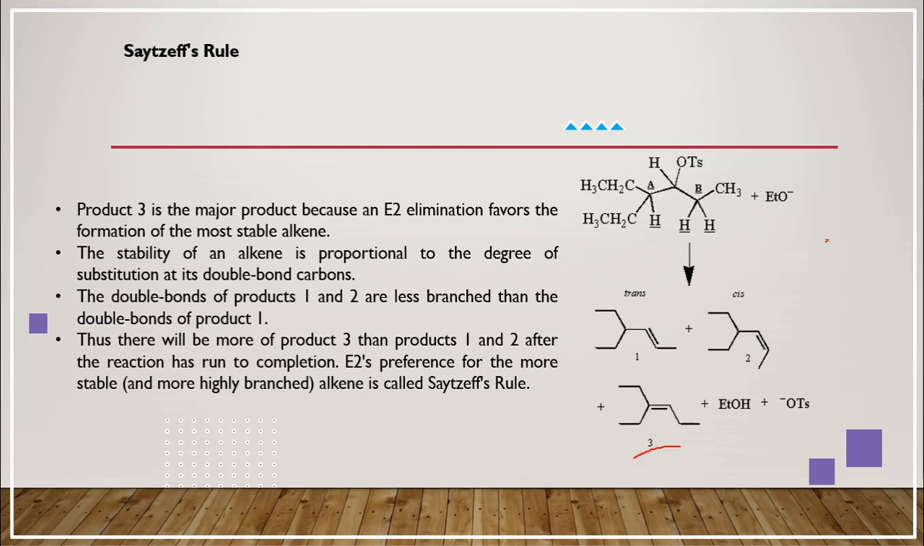According to the Zaitsev rule, a more highly branched alkene is formed, and even in that formation, the trans product is most favored, and the product is formed following the anti-periplanar conformation rule.